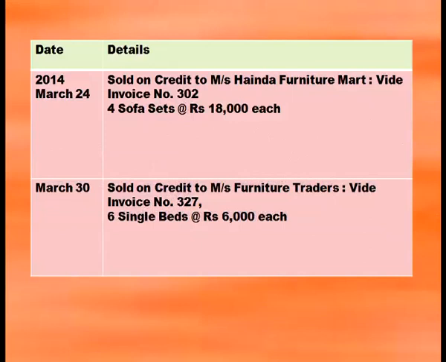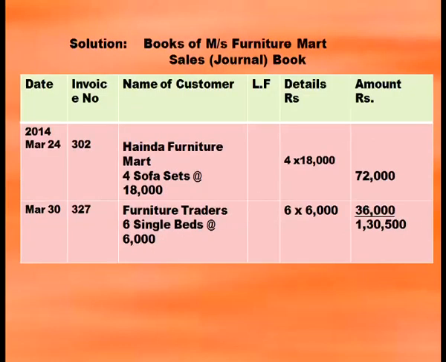Some more transactions for the same question. 2014 March 24, sold on credit to Messrs. Henda Furniture Mart, 4 sofa sets at rupees 18,000 each. March 30, sold on credit to Messrs. Furniture Traders, 6 single beds at rupees 6,000 each. So, this is also a continuation of the previous sales book.